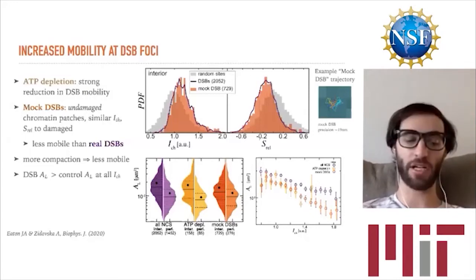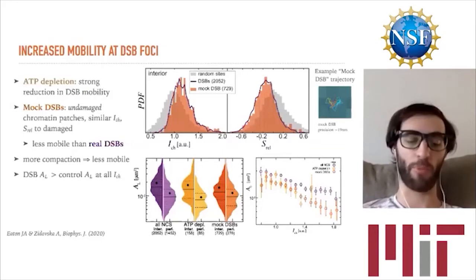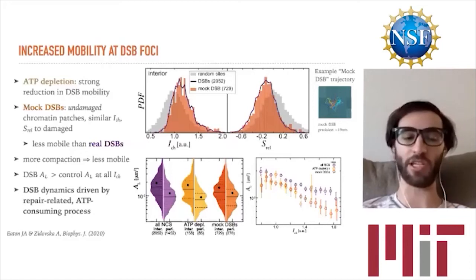But for any given compaction, our controls have lower mobility than our active repair sites. Interestingly, these two controls practically collapse onto the same line when viewed in this way. All of this suggests that the unique dynamics of double-strand breaks is actively driven by a repair-related ATP-consuming process. This is a really huge result. It's known that ATP participates in DNA repair, but it's not obvious that the mechanism would manifest in some effective translational motion.